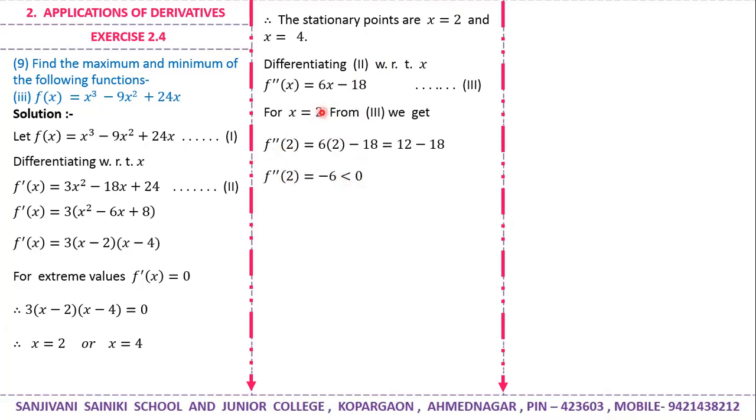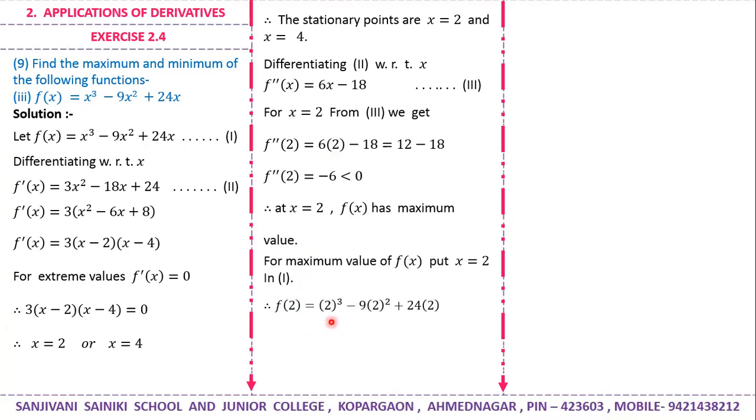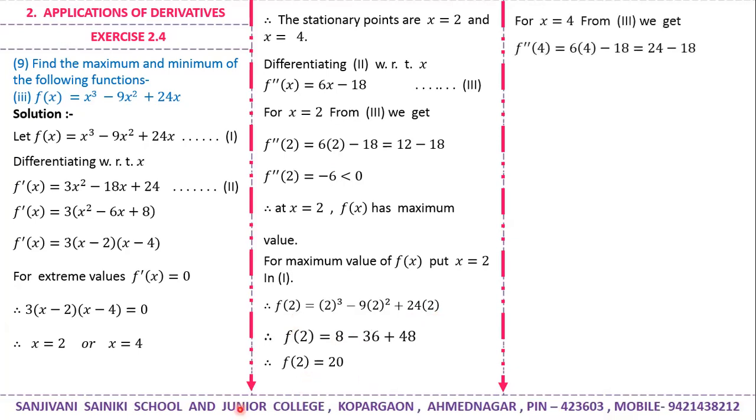So the function has a maximum at x is equal to 2, and the maximum value is f of 2 is equal to 2 cube minus 9 times 2 square plus 24 times 2, that is f of 2 is 20. Now at x is equal to 4, f double dash at 4 is 6 times 4 minus 18, that means it is plus 6, so it is greater than 0.